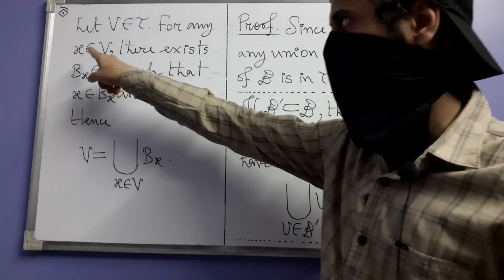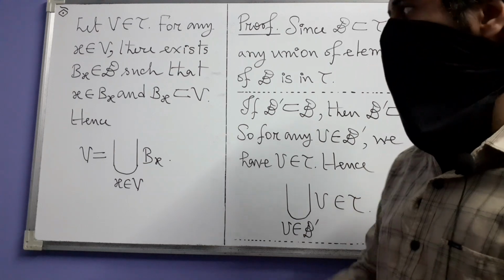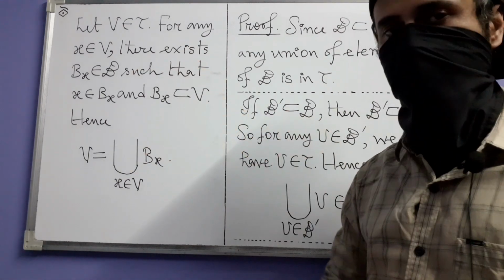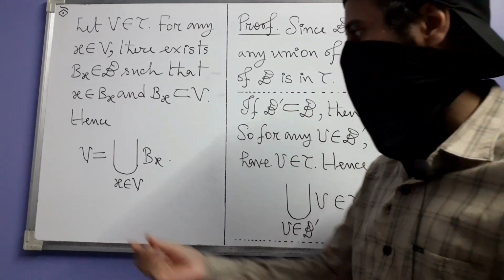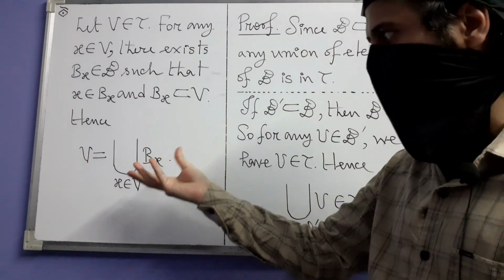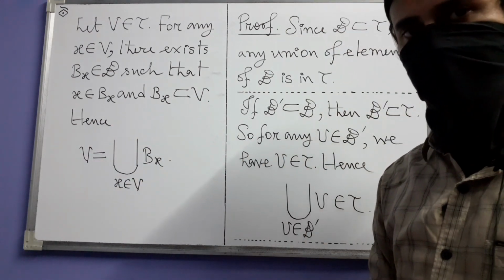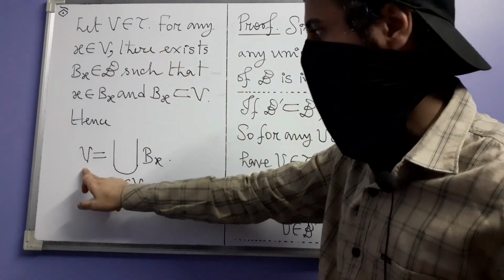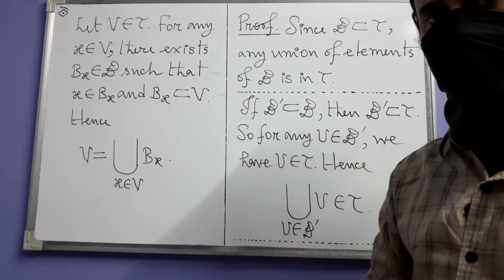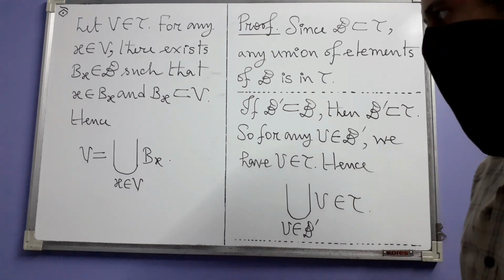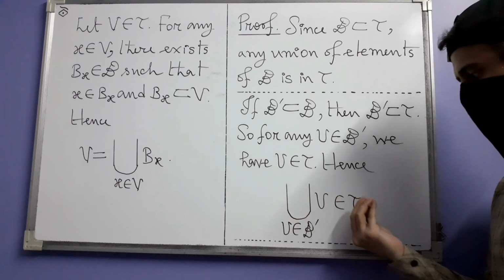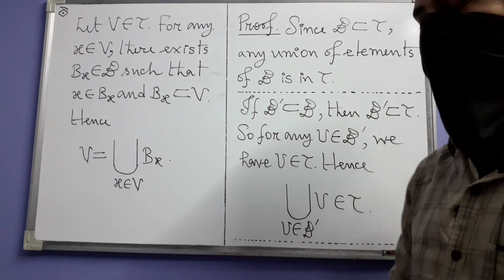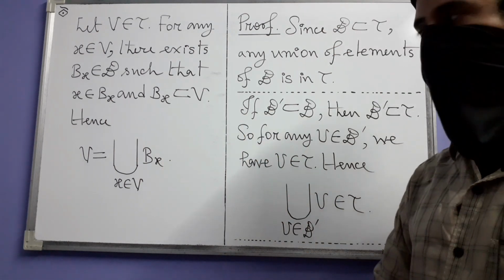Conversely, you take any element in V, say X in V, then X belongs to this union because X belongs to Bx, one of the sets in this union. So any element here is also in this union. So this is also a subset of this, and as such they are equal. So we have expressed any open set in tau as a union of basis elements. So not only are such unions elements in tau, but every element in tau is such a union. So that proves this lemma.